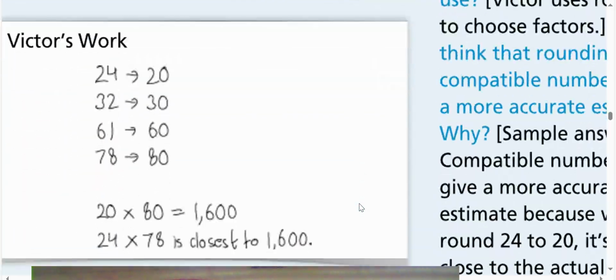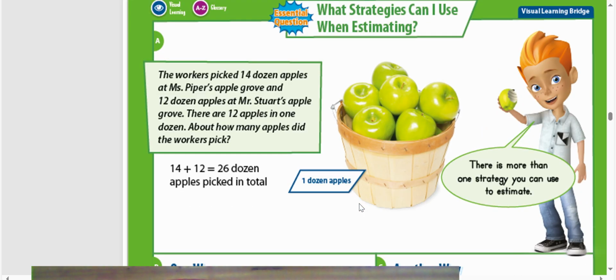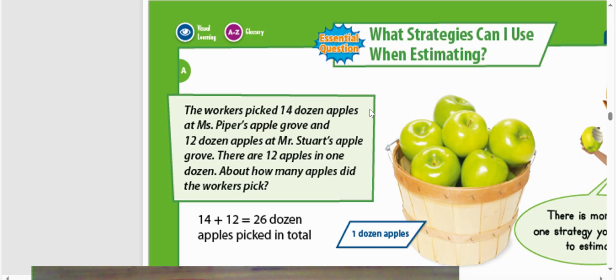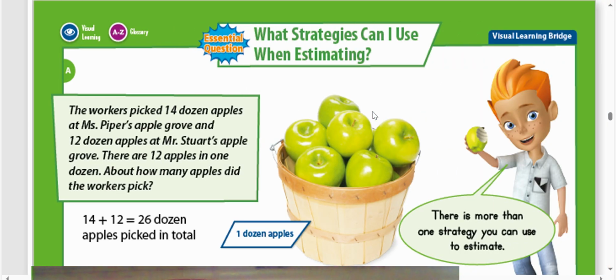Next page, look here. Now we can find the product between 14 and 12. As this question is about estimation, we have strategies like rounding, front-end strategy, or approximating to the nearest hundreds, thousands, anything. When you use a method, you can use it. In this example, the workers picked 14 dozen apples at Miss Pepper's Grove and 12 dozen at Mr. Stuart's apple grove. There are 12 apples in one dozen. About how many apples did the workers pick?